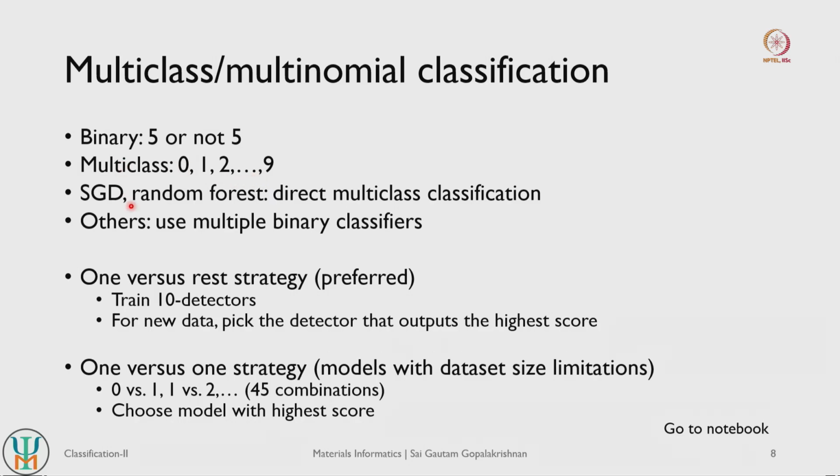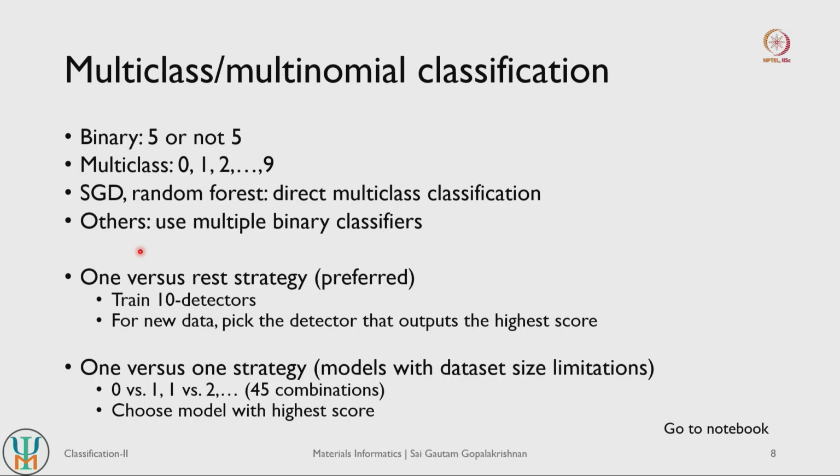There are multiple multi-class classification models that exist. Stochastic gradient descent and random forest are classification models which can directly do this multi-class classification. If you provide these models with multiple target values, they will automatically try to predict, for each data point, one of the different classes that you have already exposed to the model during training. For a few of the other classification models, we may have to construct multiple binary classifiers, which will then help them do multi-class classification.